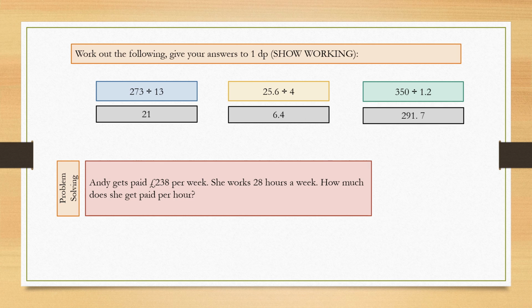The last one is a problem solving. Andy gets paid 238 per week. She works 28 hours a week. How much does she get paid per hour? Some of you are going to multiply, but since you want to find how much she gets paid per hour, it means you have to divide. So you have to work out 238 divided by 28 to check how much she gets paid per hour. So please try to do it and compare it with this answer.